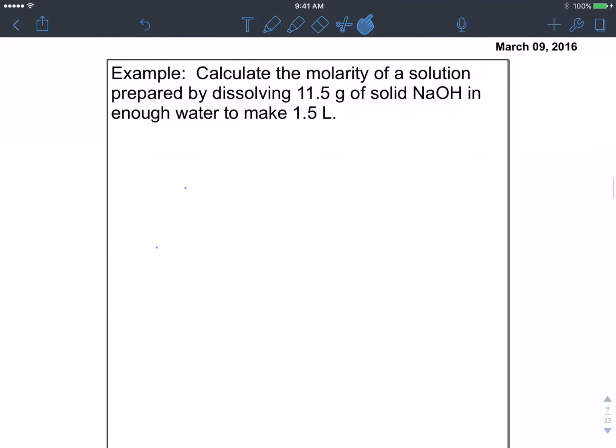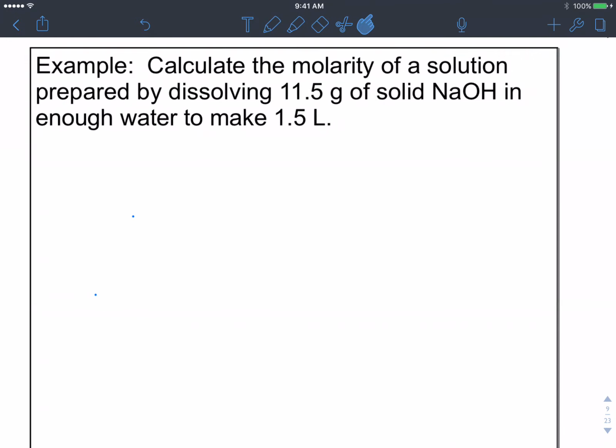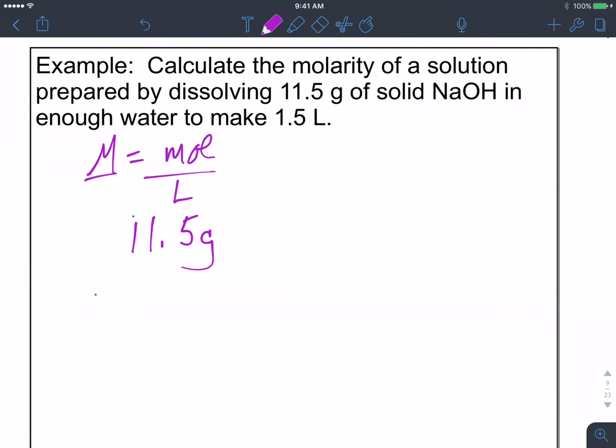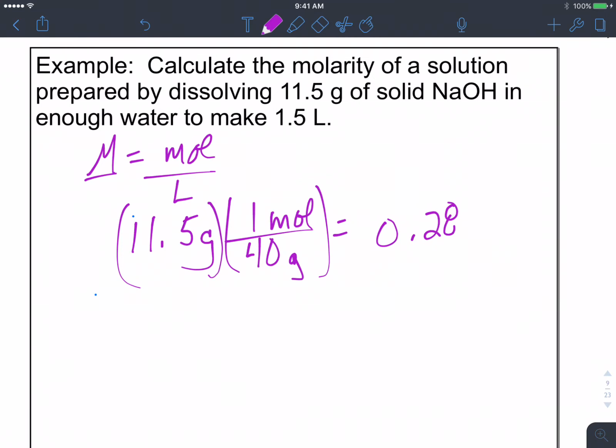It's very simple to use. It says calculate the molarity of a solution prepared by dissolving 11.5 grams of solid NaOH in enough water to make 1.5 liters. Well, we know that molarity is in moles per liter. And we know that we can take grams and we can convert that to moles. If we look on our periodic table, NaOH weighs roughly 40 grams in 1 mole. And when we do the math, it should come out to something like 0.2875 moles. We can then feed that into the equation to calculate its concentration or its molarity.